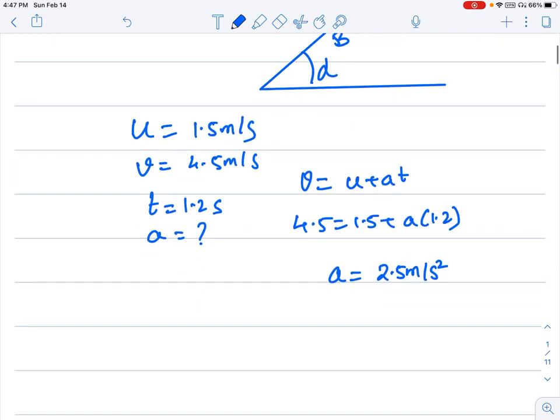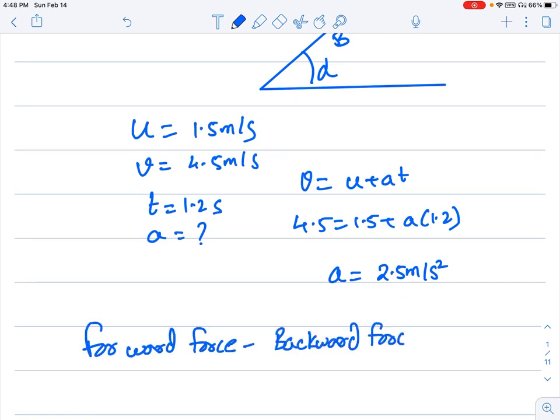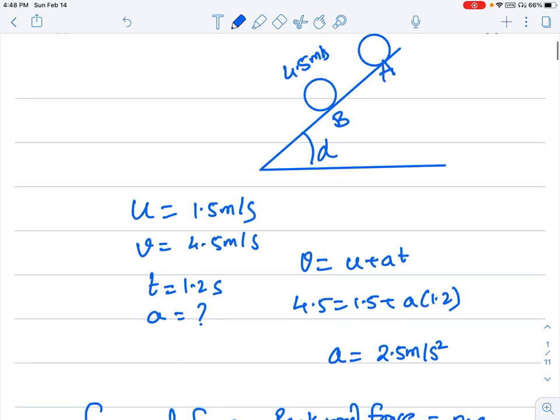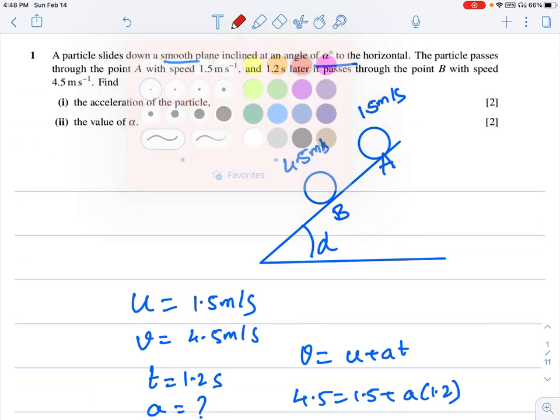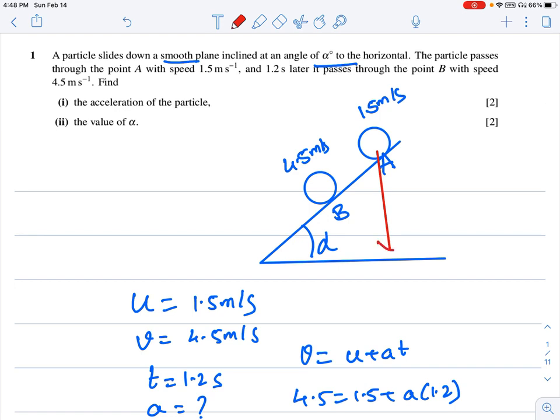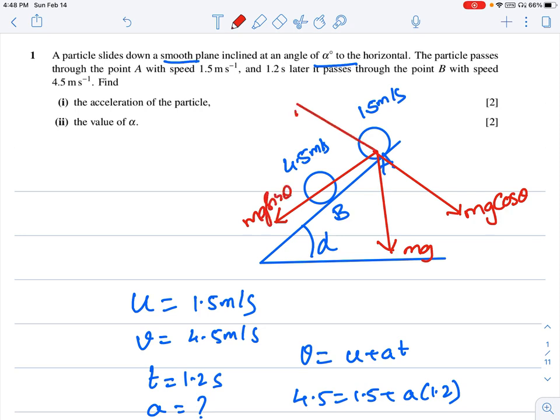Now we know one formula: forward force minus backward force is equal to ma. So what am I going to do? I'm going to resolve the forces over here. This is mg, so this becomes mg cos theta, mg sin theta, and R. So those are the forces.